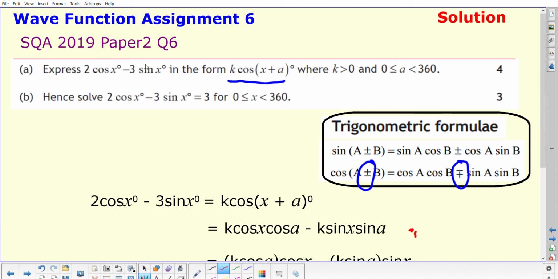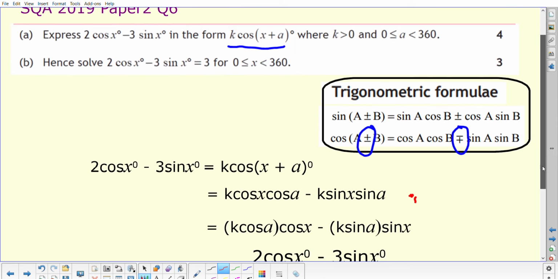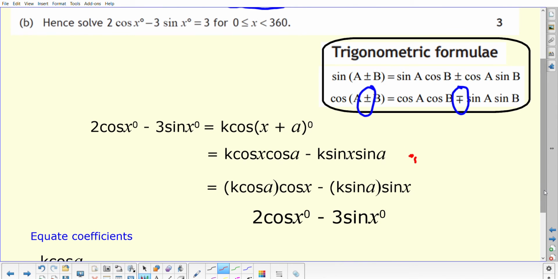Now after that, it is about making sure you equate your coefficients. So just as a matter of course and procedure, you're looking on the left hand side here, there's your cos x term. What's either side of that is your k cos a. So that's what's multiplying the cos x, and then there is your sin x term. What's round about that is k sin a.